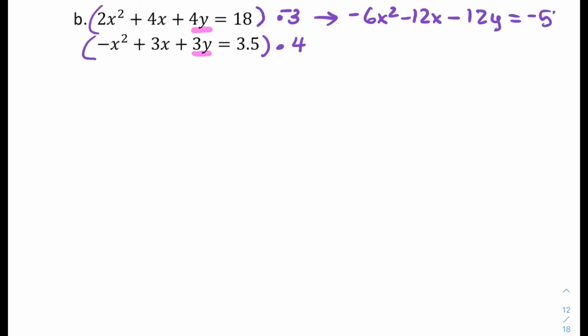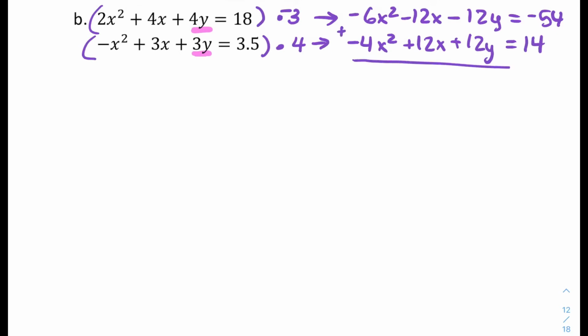So if I multiply everything in that first equation by negative 3 to create an equivalent equation, and the second one by positive 4, my new equations are going to look like that. And then if I add those together, I'm going to get negative 10x squared.